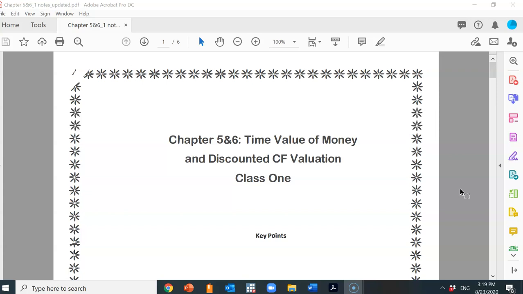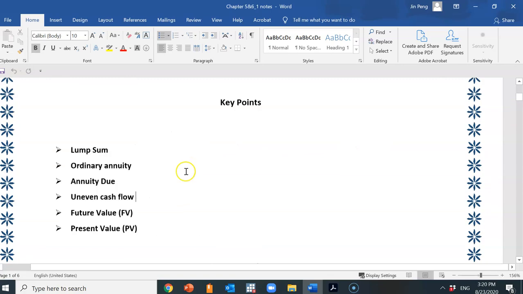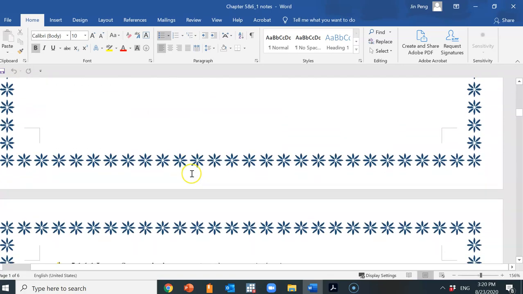So before watching this video, you can download the notes for chapter 5 and 6, class 1 from Canvas, and you should be able to see both a document in Word and another document in PDF. If you open the document in Word, you can see that the words are clearer, but this document is the original document.